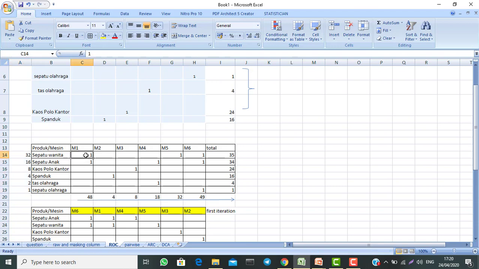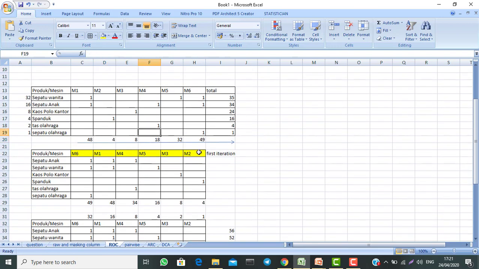Okay, now let's add 32, because machine number 1 will be used for 2 different products, the ladies shoes and also the children's shoes. So 32 plus 16 will be 48. And machine number 2 will be used for producing the banner. The binary score for the banner is 4, so you can put 4 above this table. And continue and repeat the same step.